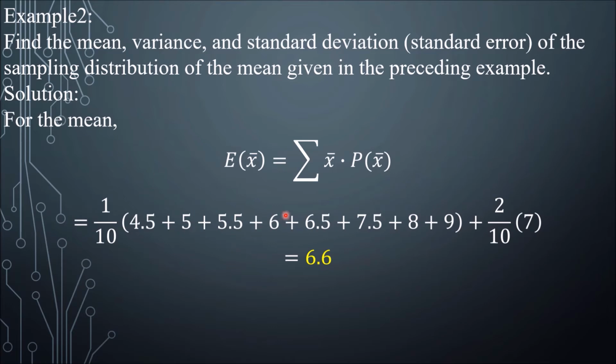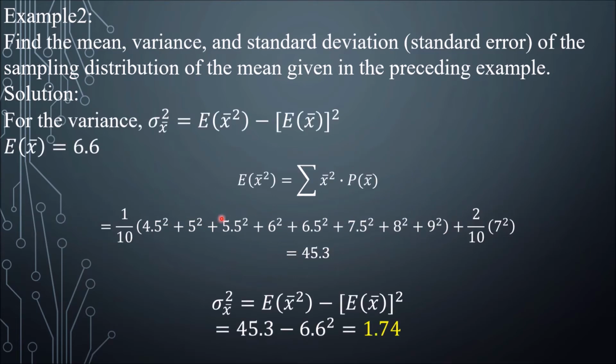So, as we all notice, 4, 4.5, 5, and so on, the probability is 1 over 10, 1 over 10, 1 over 10. Now, adding all that, the common factor is 1 over 10. And then for 7, the probability is 2 over 10. Now, simplifying that, that will be 6.6, and that is the sample mean, or the mean of this sampling distribution.